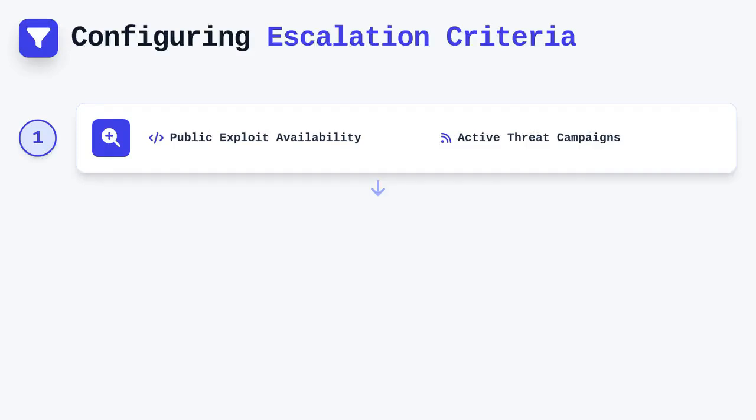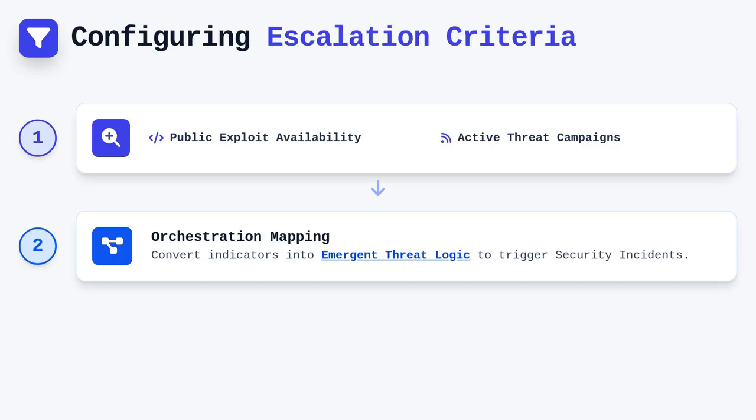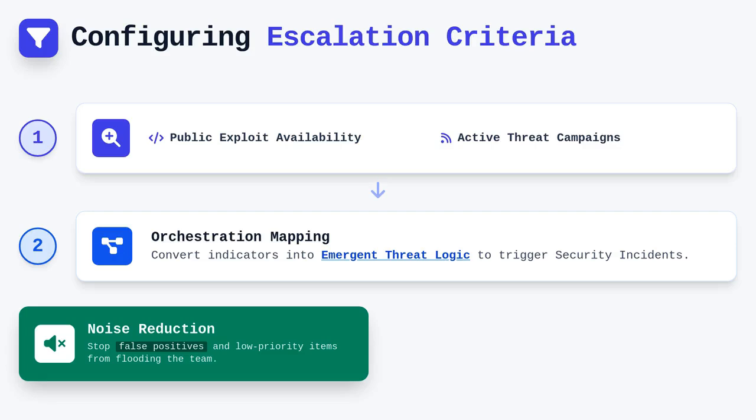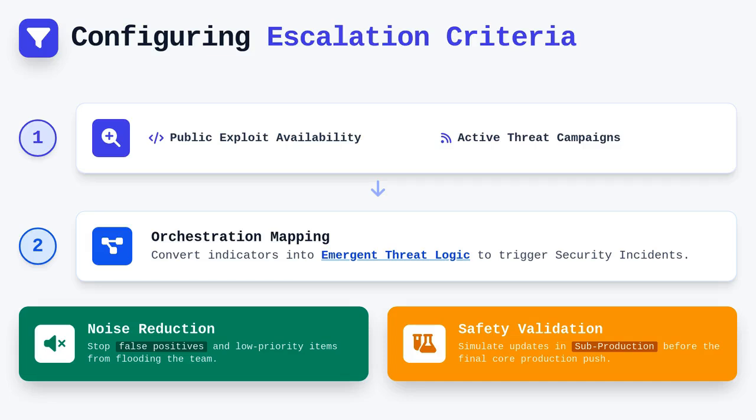These fields should be mapped into your orchestration logic to ensure that only truly emergent threats trigger the creation of a security incident. By focusing on these indicators, you prevent the inundation of the security team with false positives or low-priority items that do not require full incident response rigors. Always validate these criteria by simulating a vulnerable item update in your sub-production environment before moving the logic into your core production flow.